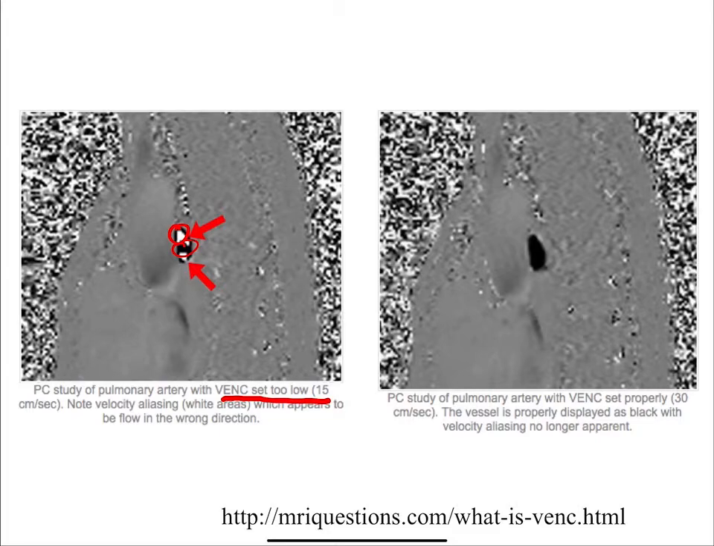But it turns out that the vanc was actually set too low. Once you set it to 30 centimeters per second, all the blood is going in the right direction. So there's no appearance of aliasing of blood coming in the other direction.